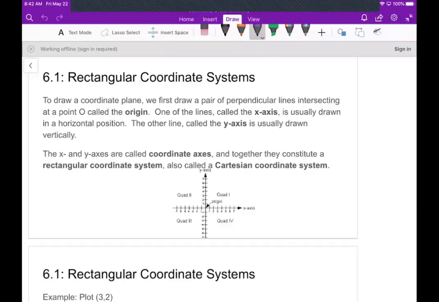Okay, guys, welcome. Today we're going to talk about rectangular coordinate systems. All that we really mean by a rectangular coordinate system is we're really just talking about what you think of when you think of a graph.